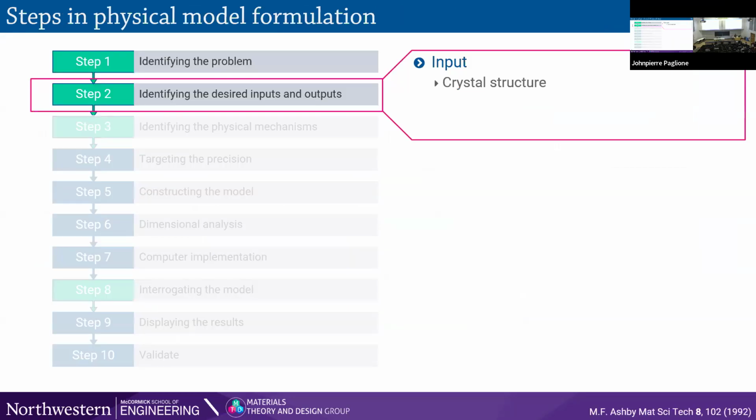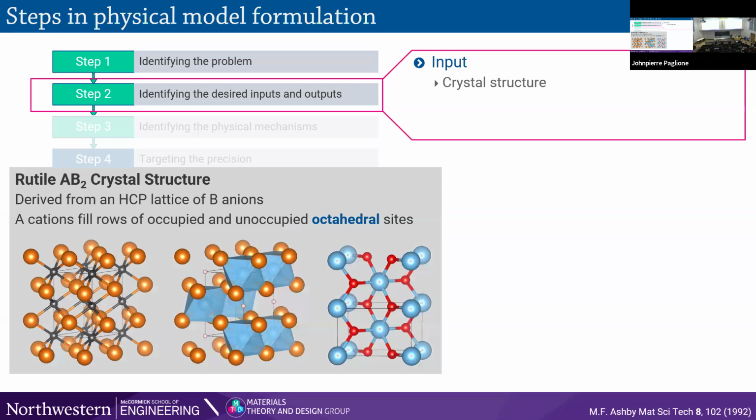So we've identified the problem, straightforward. Now, in developing the model, what's going to be the input? The input is straightforward: it's the crystal structure. We're going to take the crystal structure and compute the properties, or we'll have a crystal structure and measure the physical properties.